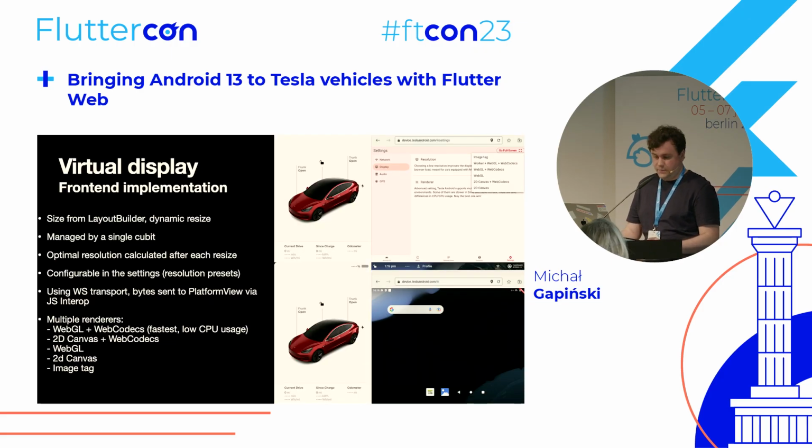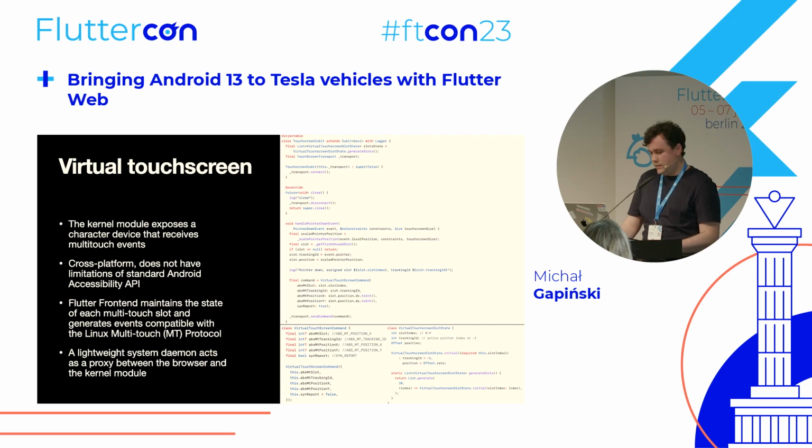On the front-end side, it's much easier. There is a simple layout builder which captures the size of the window, and this gives you the dynamic resize. It is managed by a single Cubit that calculates an optimal resolution after each size change, and it sends it to the device. Additional configuration is also available. The user can choose a maximum resolution and select a renderer. I've seen best results with WebGL in combination with web codecs. There are also 5 other alternatives available if Tesla decides to break one of them randomly, and it sadly happened over the last year a few times.